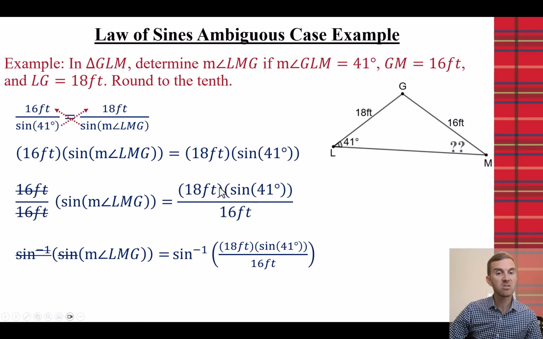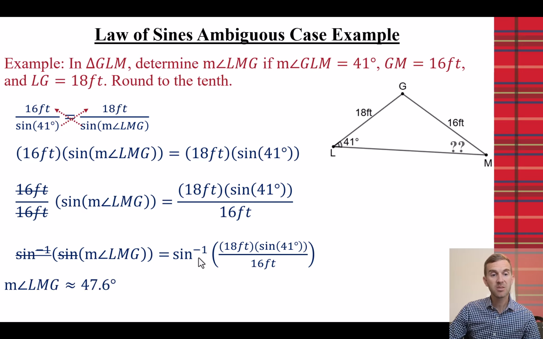Or you could change this to a decimal, and then from the decimal value do the inverse sine using the answer key. It's your choice. And that'll come out to approximately 47.6 degrees when you simplify that. Now that is one answer. So we know this answer is true. 47.6 degrees is a valid solution here.